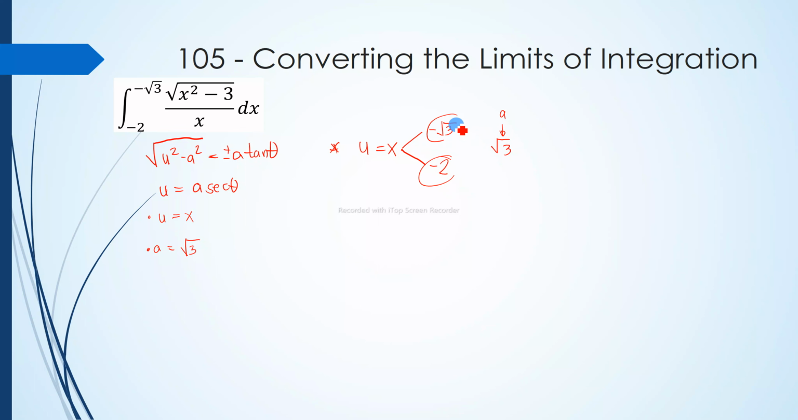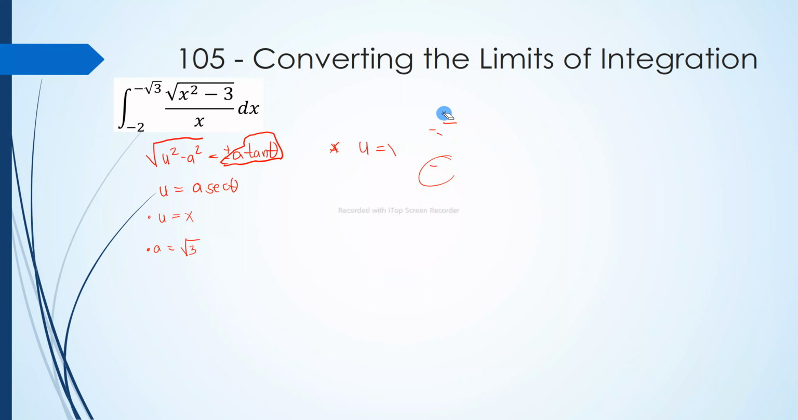Now, are our lower and upper limits greater than or less than a? Since these are negative values, obviously this is less than. How about if we compare with negative square root of 3? Negative 2 is less than negative square root of 3. And for this one, they are equal. So there is no greater than. So therefore we need to use the negative a tangent theta part in obtaining the trigonometric substitution for our radical, the square root of u squared minus a squared.